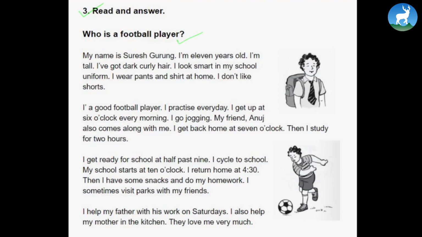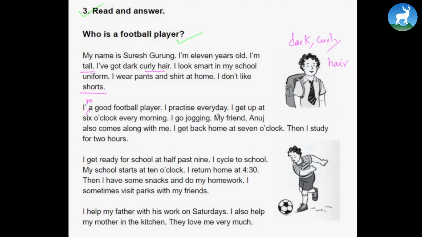My name is Suresh Gurung. I am 11 years old. I am tall. I've got dark curly hair. As you can see in the picture, he's got dark curly hair. I look smart in my school uniform. I wear pants and a shirt at home. I don't like shorts. Neither do I. I'm a good football player.